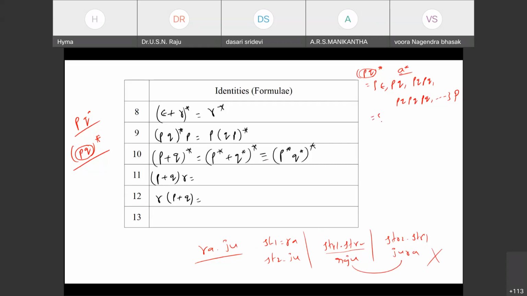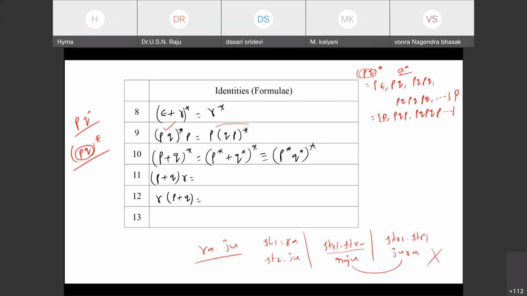Okay, then what are the resultant strings generated by this? When you concatenate P on the right side, what is the first string? P. Then PQP. Then PQPQP, then PQPQPQP. Okay, so this is the language for the first expression.